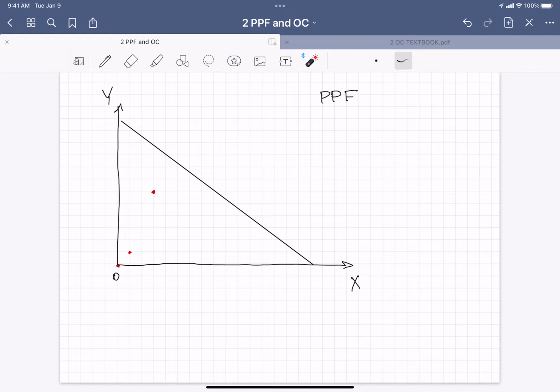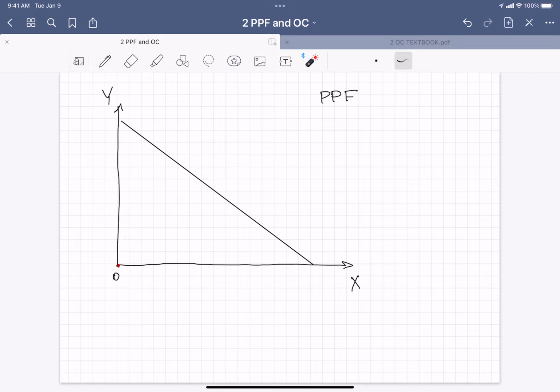But of course, in life, we like stuff. So given that these goods have some value to us, we want more of those. And that means that any point that is further out, and just notice that at any given point, as you're going further up, you're in fact increasing your production of good Y.